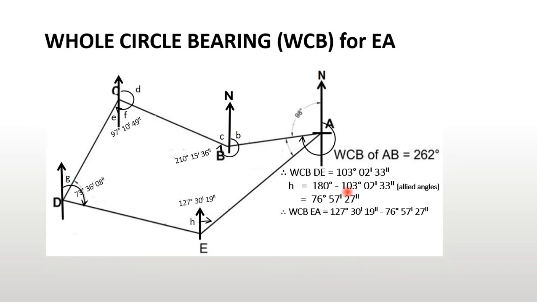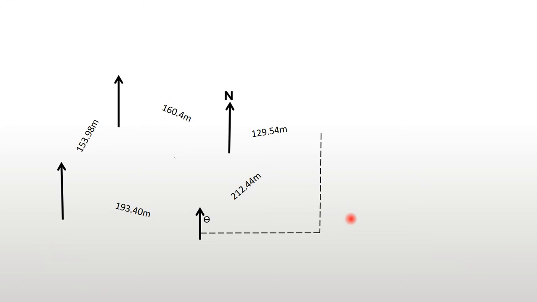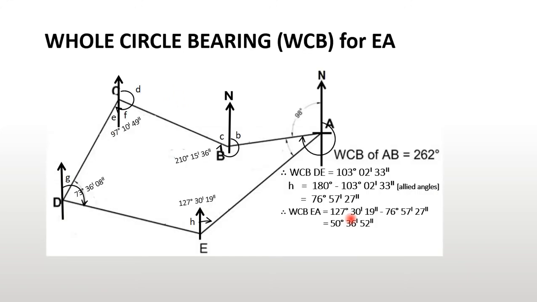Therefore, the whole circle bearing of EA is equal to 127 degrees, that's the value for angle E, 127 degrees 30 minutes and 19 seconds minus 73 degrees 57 minutes 27 seconds, and this gives us an answer of 50 degrees 36 minutes and 52 seconds.